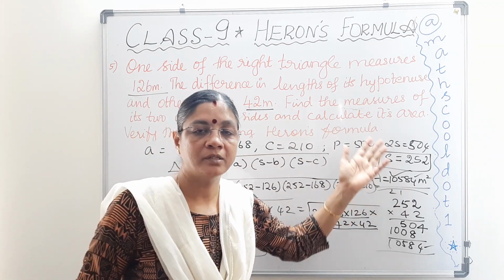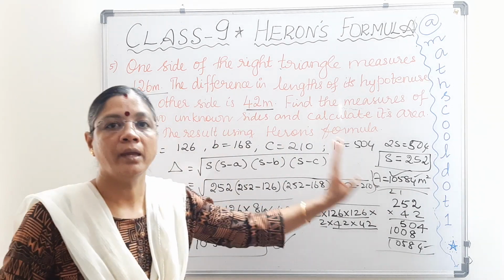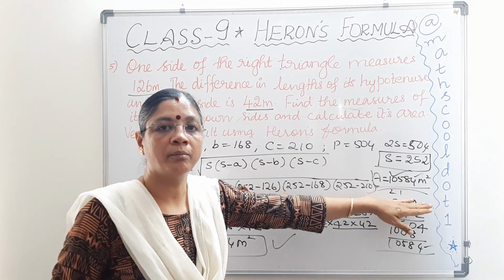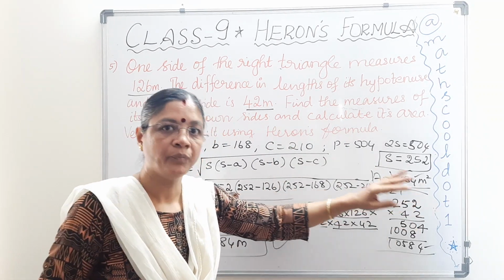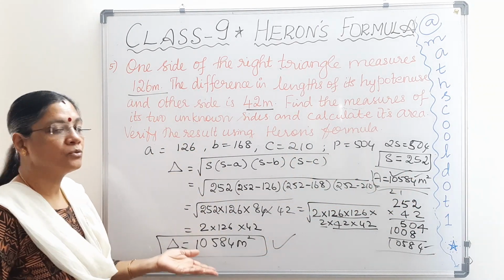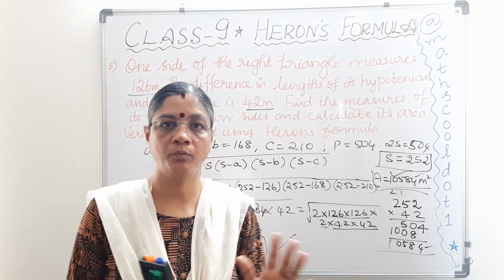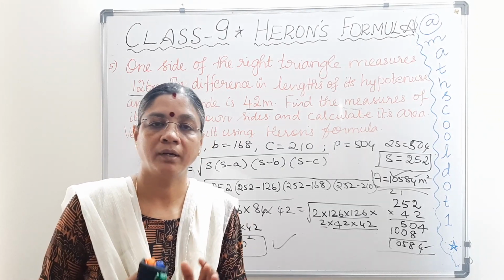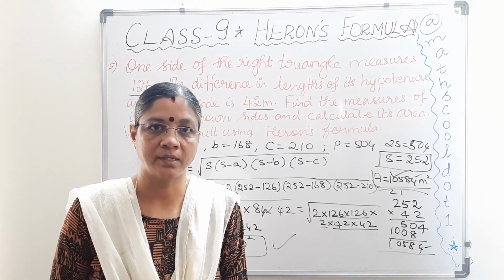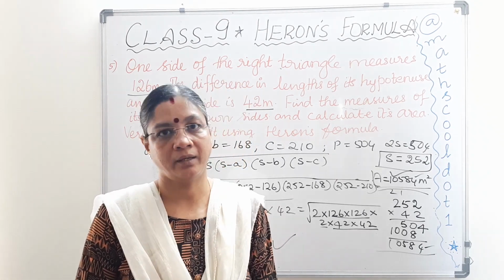We have found the perimeter 2s and then the semi-perimeter, and we have found the area of the triangle using the usual method of half into base into height. We found the area, and we also verified the result using Heron's formula. Now do you understand how to proceed with the problem if the sides are not given, and if a condition is given based on the sides? Okay, so check this out and we'll move on to the next problem.